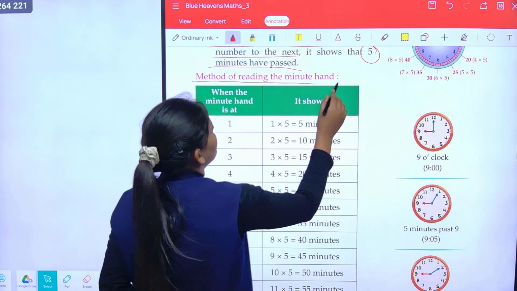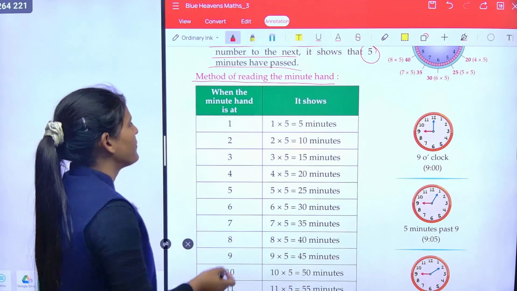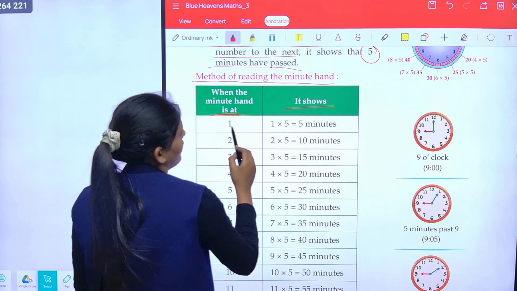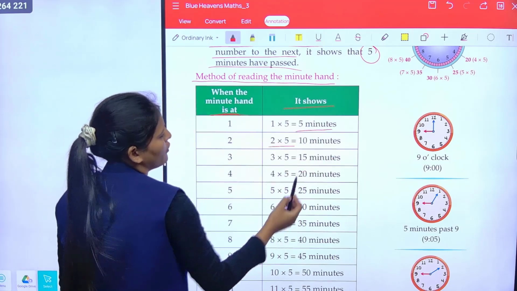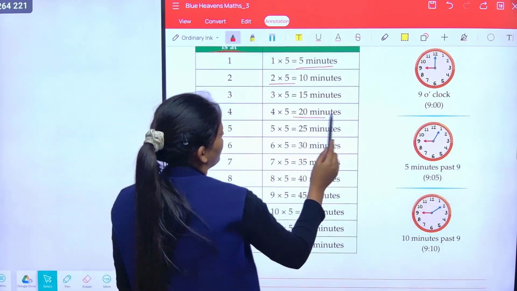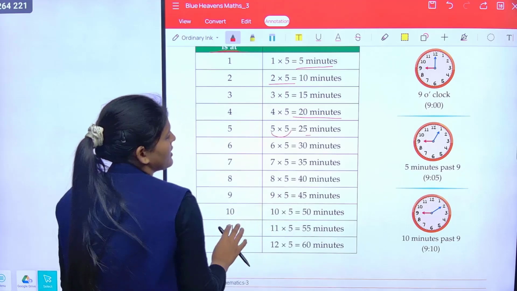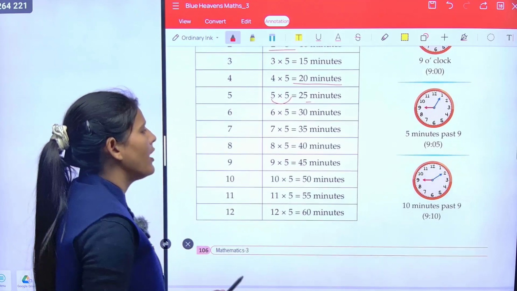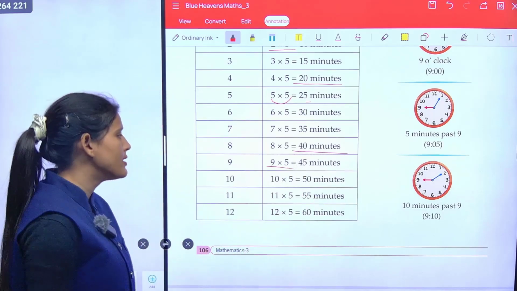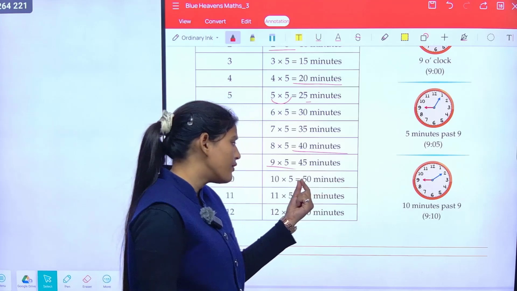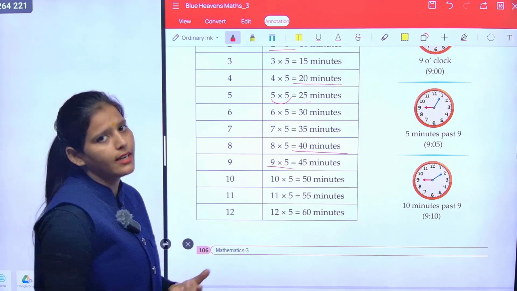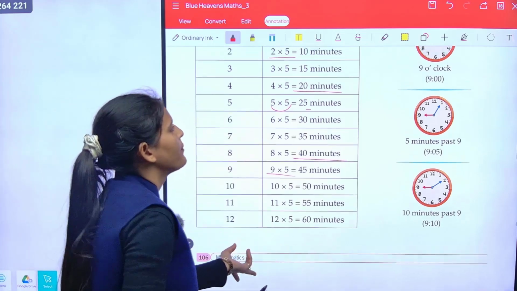Now method of reading the time. When the minute hand is at 1, it's shown 1 into 5, 5 minutes. 2 into 5, 10 minutes. 3 into 5, 15 minutes. 4 into 5, 20. 5 into 5, 25. 6 into 5, 30 minutes. 7 into 5, 35. 8 into 5, 40 minutes. 9 into 5, 45 minutes. 10 into 5, 50 minutes. 11 into 5, 55 minutes. And 12 into 5, 60 minutes. That is 1 hour. Okay.